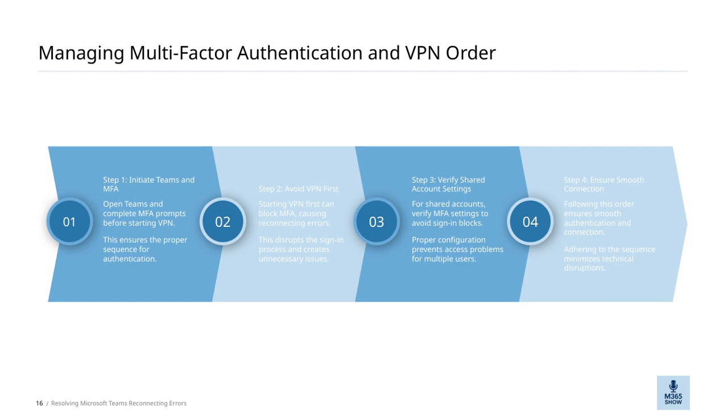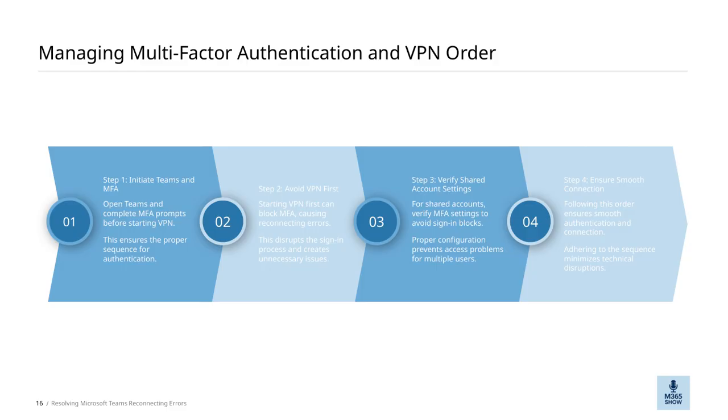For shared accounts, it's equally important to verify MFA settings in advance. Proper configuration here helps prevent sign-in blocks for multiple users, ensuring everyone can access Teams without issues. Following this sequence, opening Teams, completing MFA, then connecting to VPN, helps ensure a smooth authentication process and reliable connection. Adhering to this order really minimizes technical disruptions and keeps your workflow seamless.